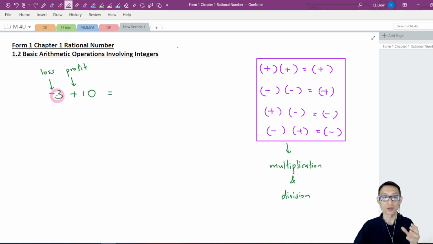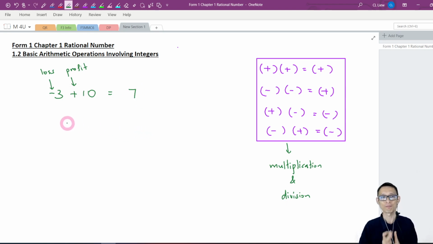Now, a loss of 3 ringgit, a profit of 10 ringgit. So overall, are you incurring a loss or getting a profit? You know the answer, right? It's a profit. So how many ringgit is the profit? 10 minus 3, you will get 7.